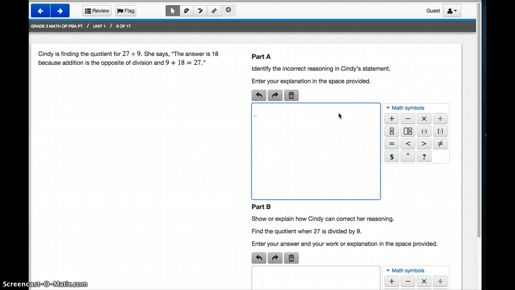We click in here. Now, when it says to explain, you almost always have to use words. So it should be Cindy is wrong because addition is not opposite of division.